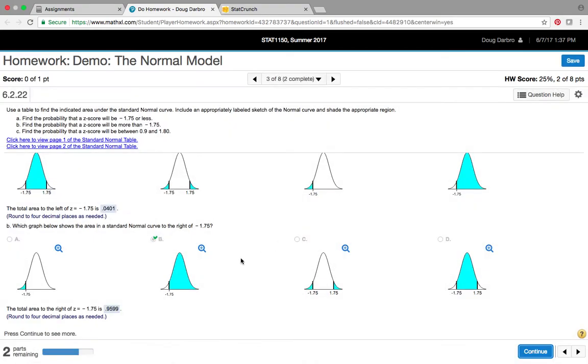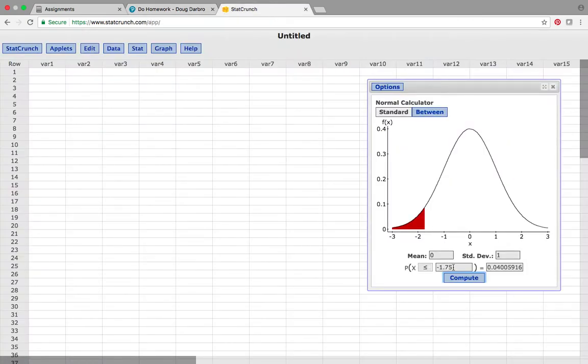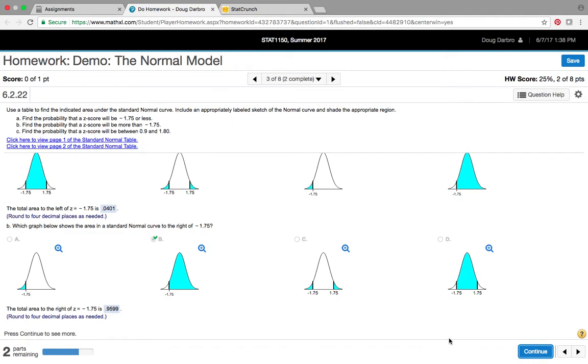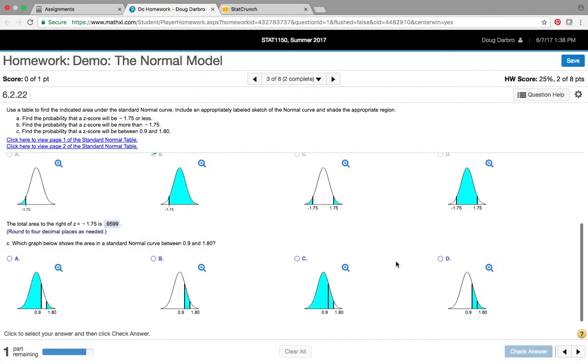Okay. Now, if that kind of thing doesn't turn you on, you just don't like that, then go over here. Do greater than, and you get 0.9599. All right, continue.